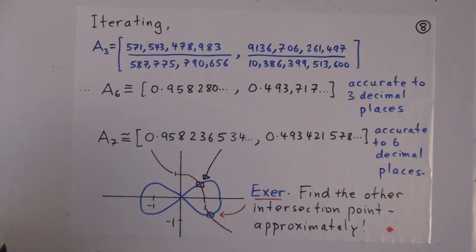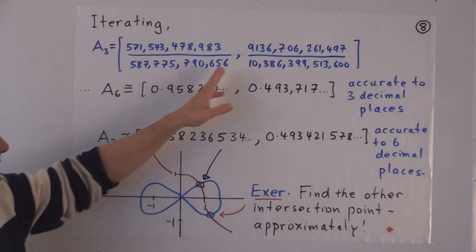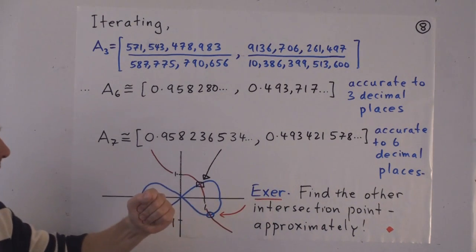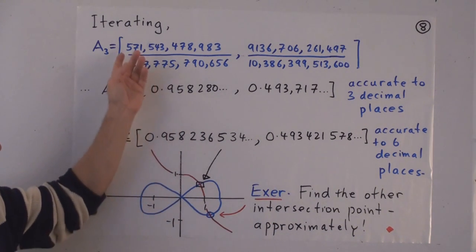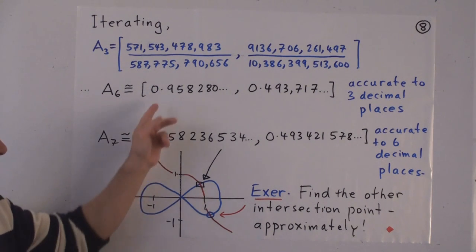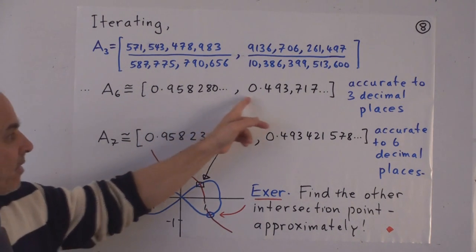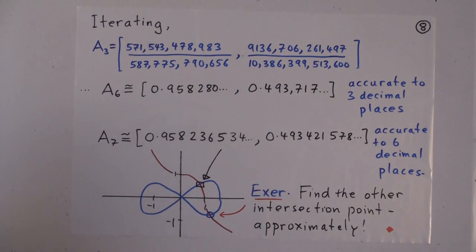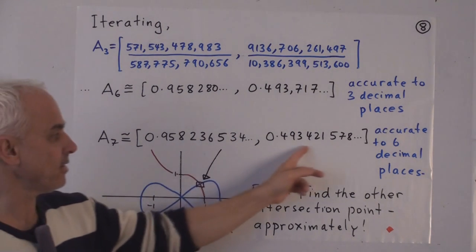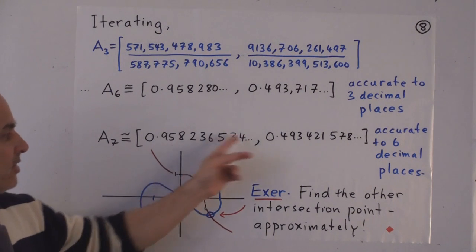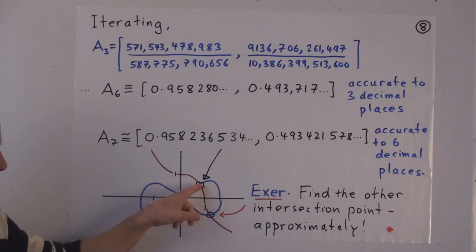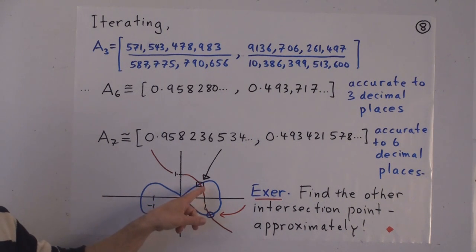So to go further, if your computer can deal happily with these big rational numbers, fine. Otherwise, practically, if you were doing it yourself, you would want to approximate these numbers with decimal numbers and just work with decimal numbers. So for example, with decimal numbers, the sixth one turns out to be something like this. This turns out to be accurate to 3 decimal places. The seventh one looks like this. That's accurate to 6 decimal places. So we're zooming in on this approximate point.